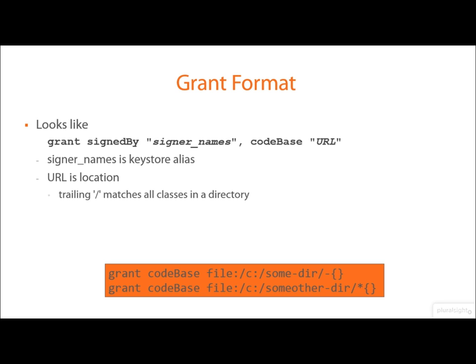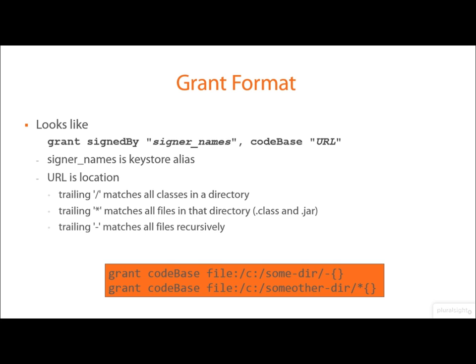The way the URL works is this. If the URL ends in a /, that matches all the classes in the specified directory. If it ends in a star, an asterisk, it matches all the files in that directory, so .class files and .jar files. And if it ends with a hyphen, it matches all files in that directory recursively, so it'll recurse down through any subdirectories that we have. If the URL is for the file system, then it must start with file:// And notice that because this is a URL, it must be forward slashes, even on Windows machines, it's not a backslash, it's a forward slash inside the URL.